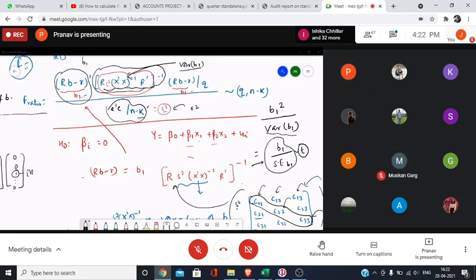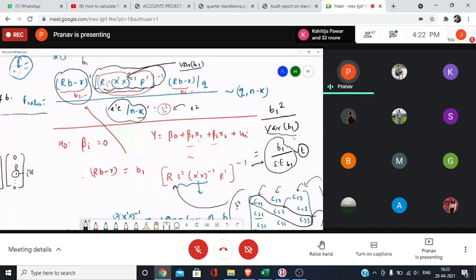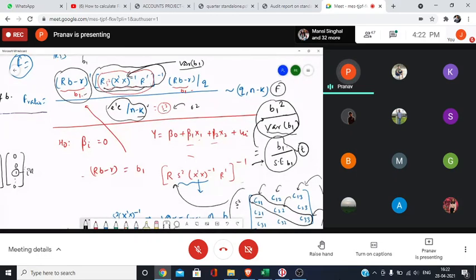Because you see, if you square this T statistic, this is nothing but an F ratio with 1 degree of freedom in the numerator and n minus k degrees of freedom in the denominator. That is, F is equal to T square. That is the proof I've done. F equal to T square.